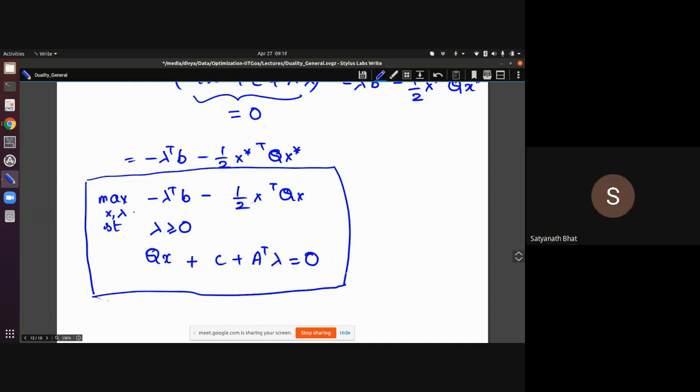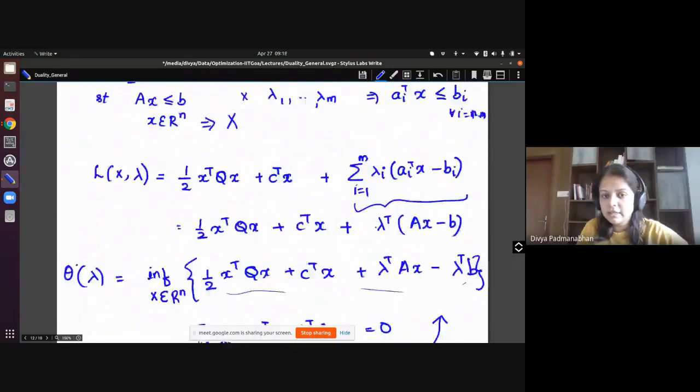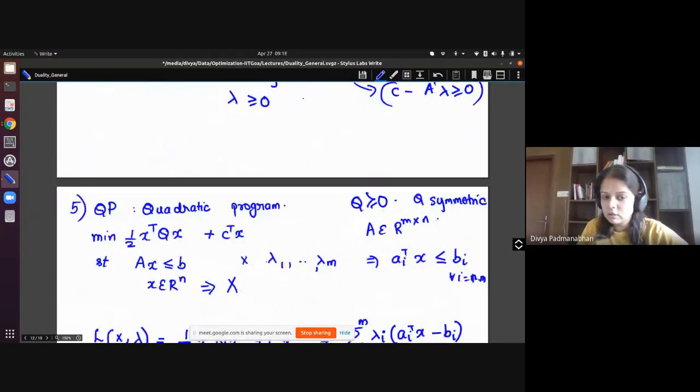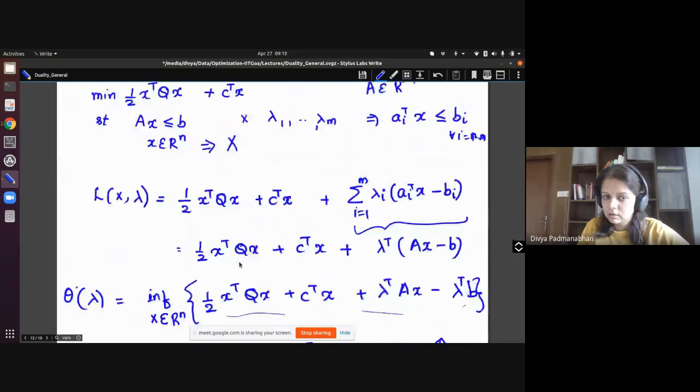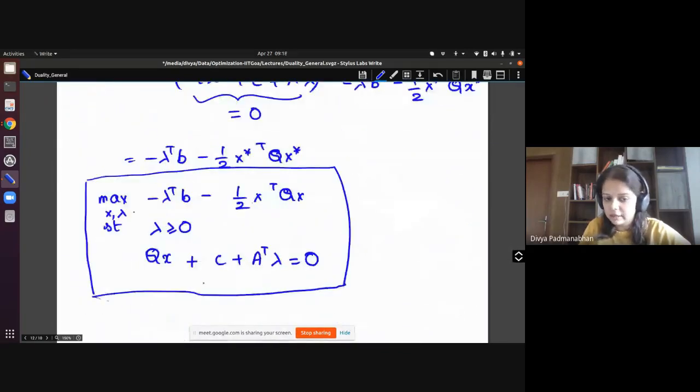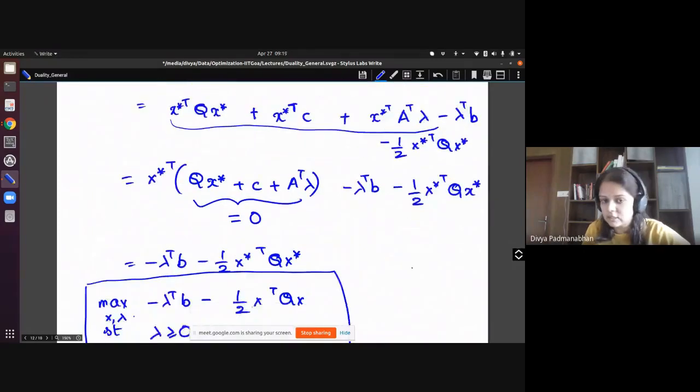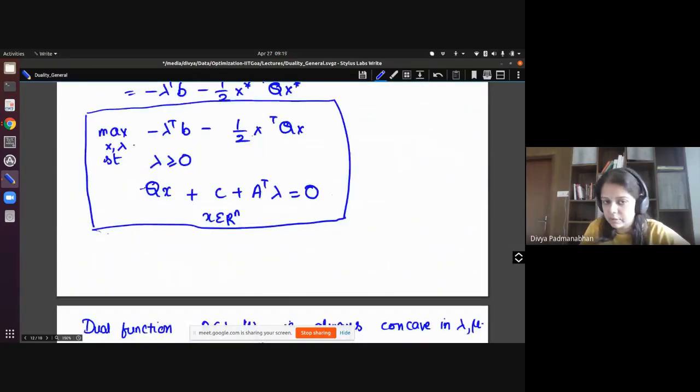Is there a range for x? Shouldn't it be x belonging to some set? Here x is just R^n, so that's fine. There are no other constraints on x other than this part.